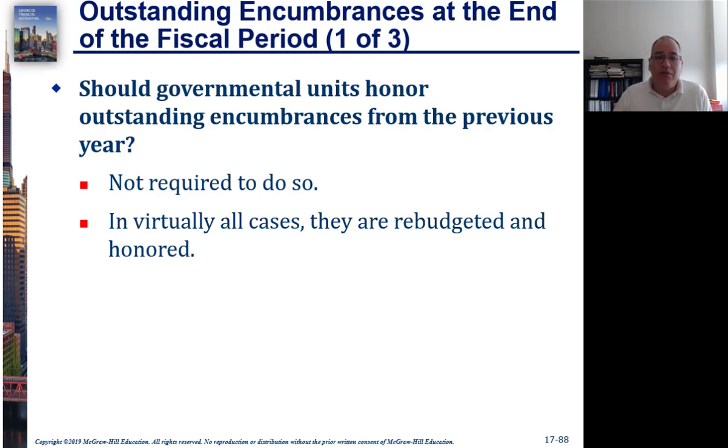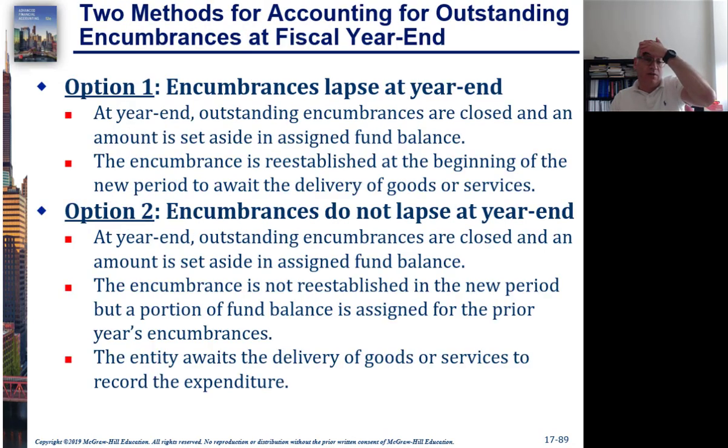Anyway, the accounting for the encumbrance is a big controversy, and there are two ways of doing this. The GASB has never explained how to, but we have the idea that option one would be encumbrances lapse, or option two, encumbrances do not lapse. Let me explain each way of thinking here.